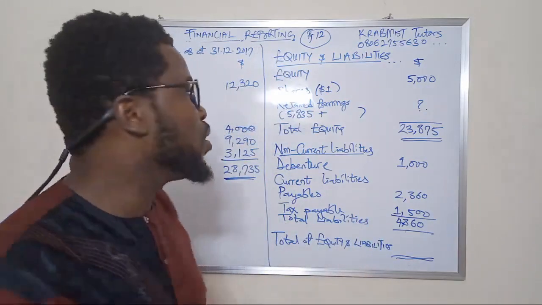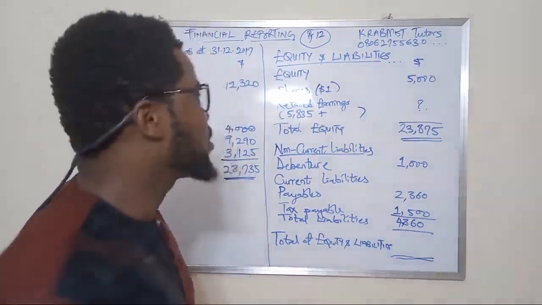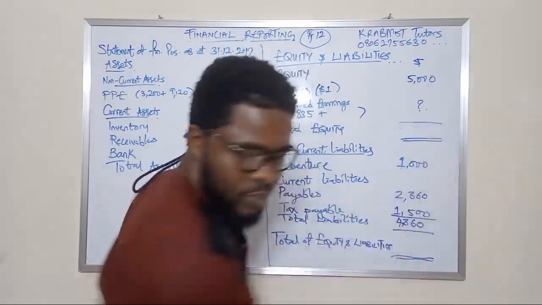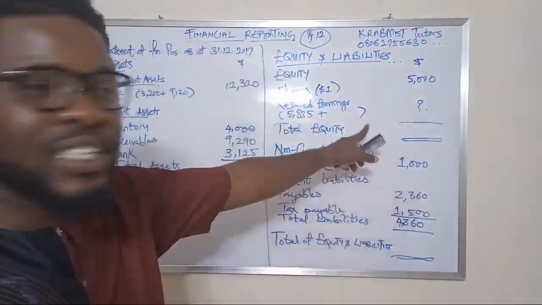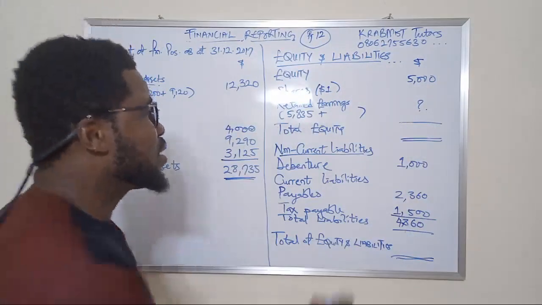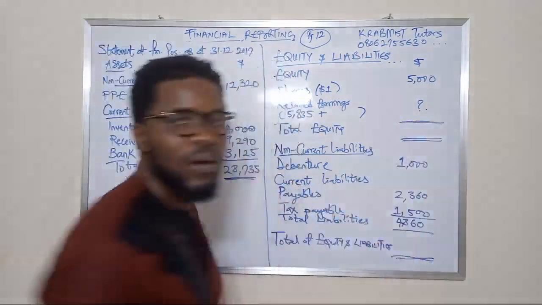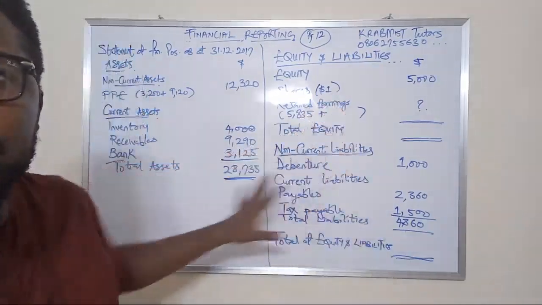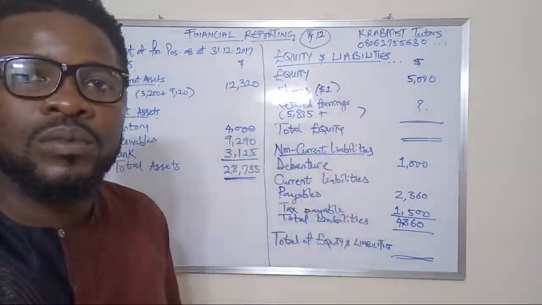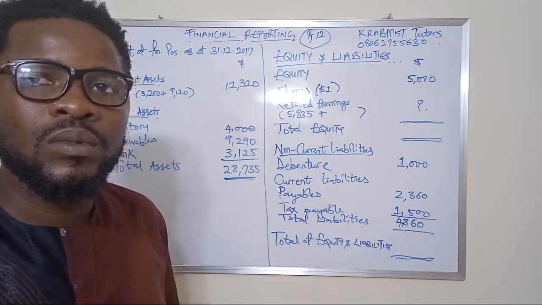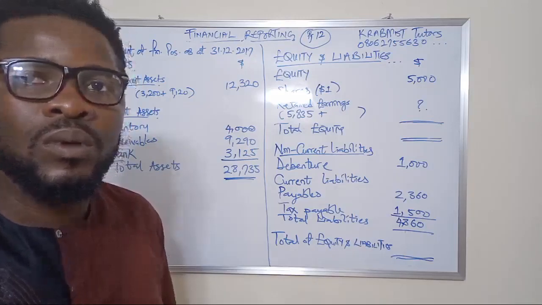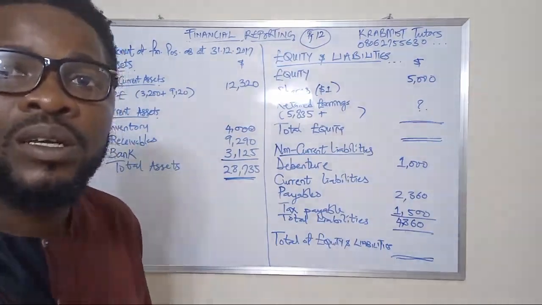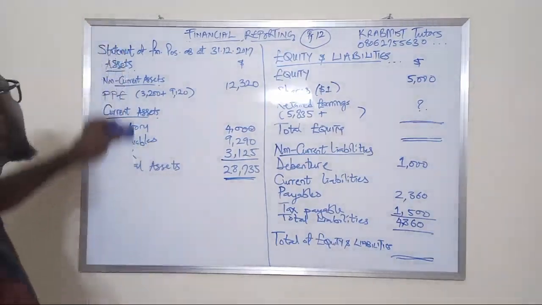You don't understand? Okay, let's leave this one. Let's do it the way we are supposed to do it. But have you written this thing? Have you copied everything here? Please tell me you have copied everything here. Have you copied everything? Yes, you have copied everything.